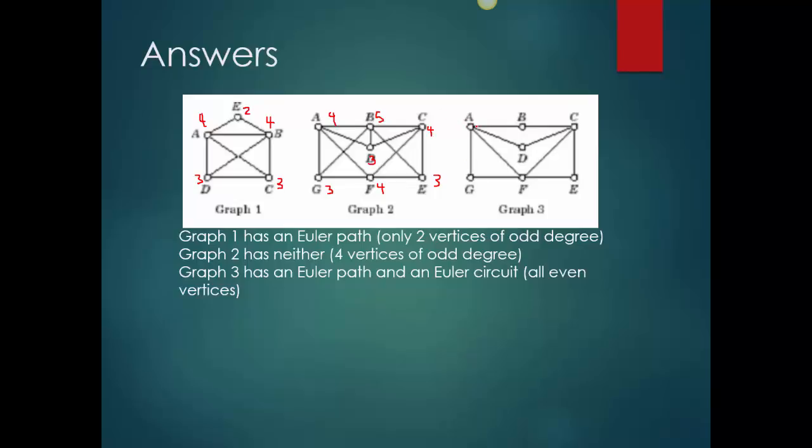Okay, last one. A has 4, B has 2, C has 4, D has 2, E has 2, F has 4, and G has 2. Okay, all even this time. All even says yes, there's an Euler circuit, which means yes, there's an Euler path.